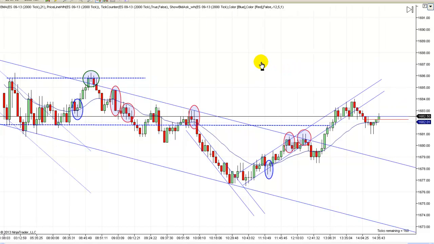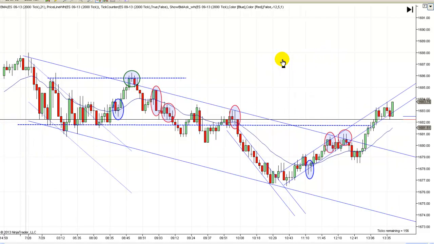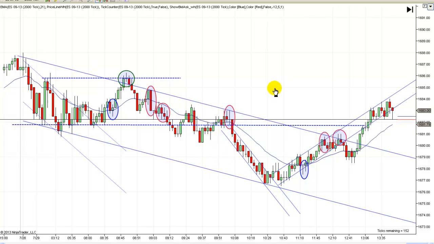So that's really about it for today. Like I said, there were only 1, 2, 3, 4, 5, 6, 7 really good setups, 8 counting this one, and you might have taken one off these low sides. There could have been up to 9 or 10.